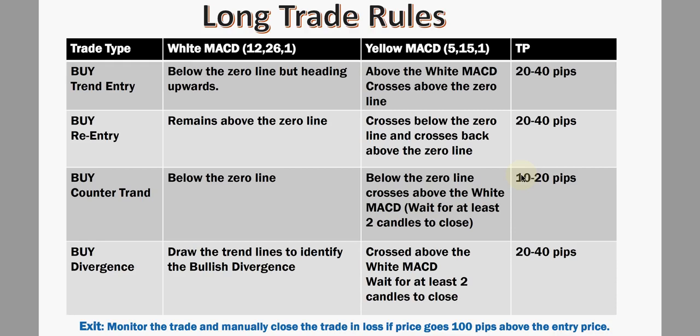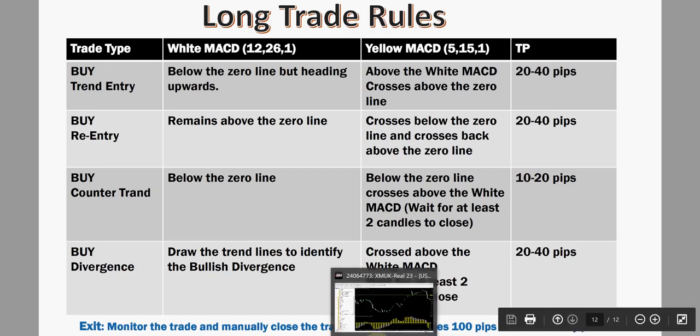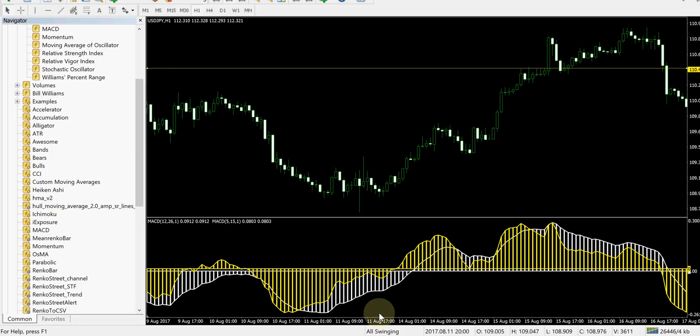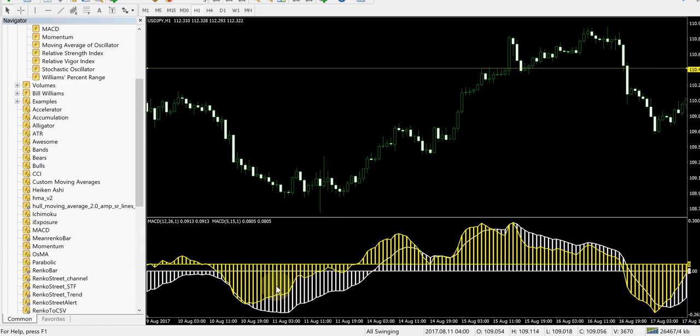Okay, so now we are going to look at the live chart and see how we can apply these trading rules. This is USD Japanese yen, 1 hour. As I said before, we will use either 1 hour or 4 hours, and that is what is being used successfully on this strategy. Now let me show you how we can make this MACD.